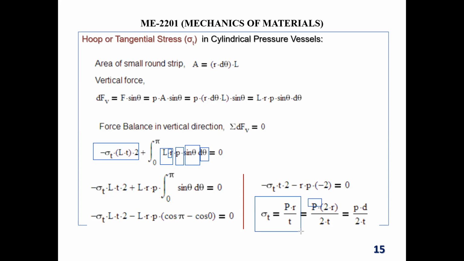Now, this PR you can express in terms of the diameter of the pressure vessel. So PR will be PD over 2T. You just multiply by 2 at the top and the bottom, 2R is equal to D, then you will get this equation. Okay, so this is very simple.